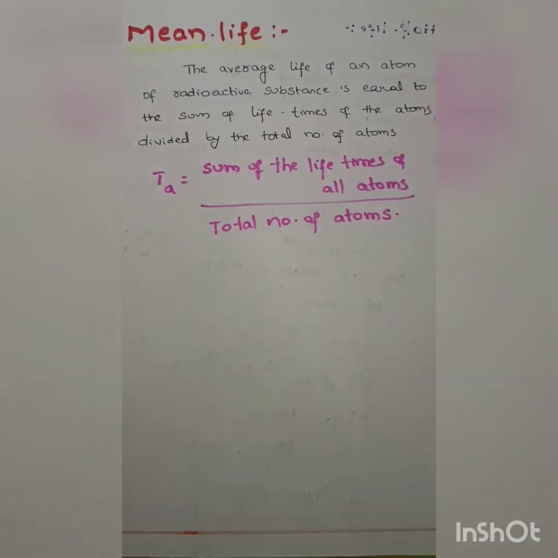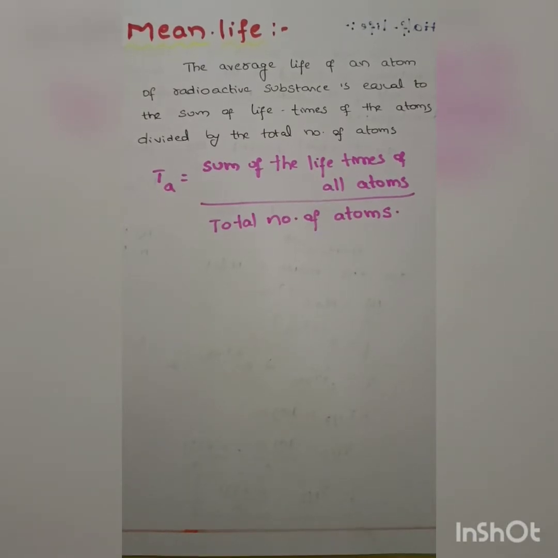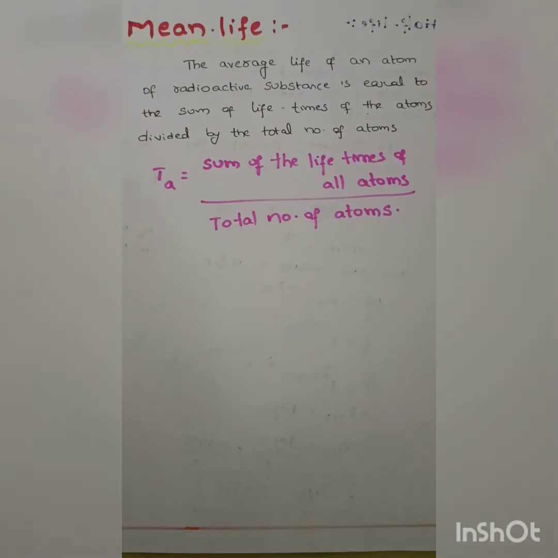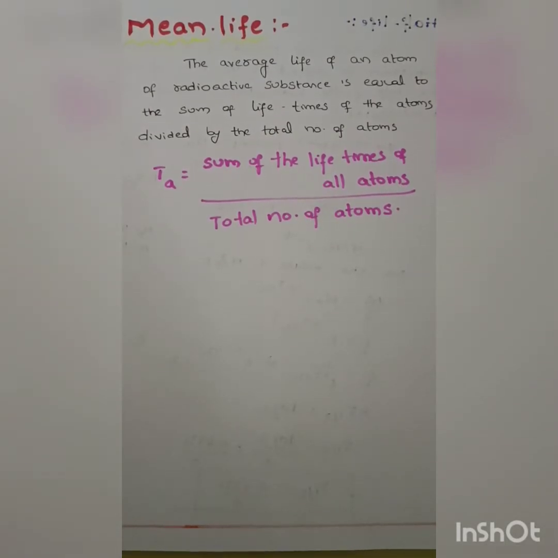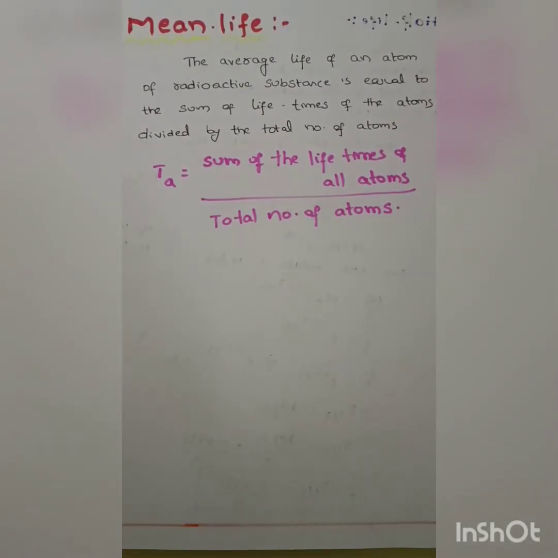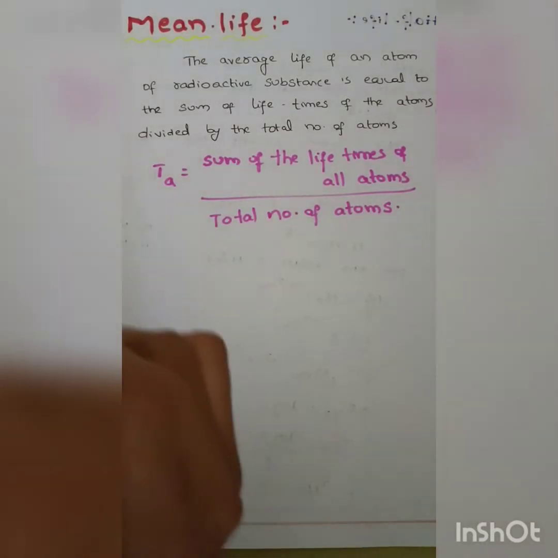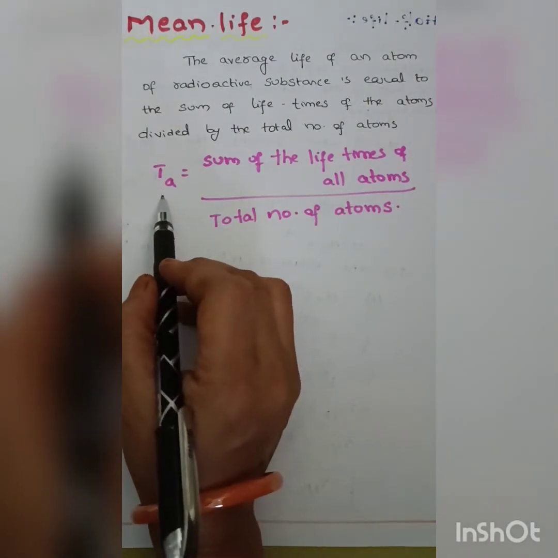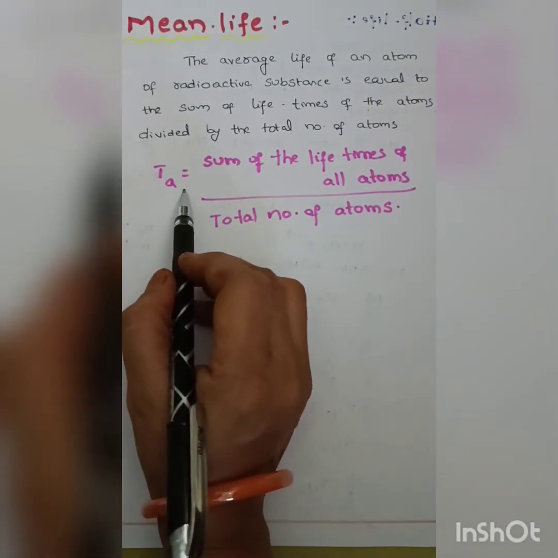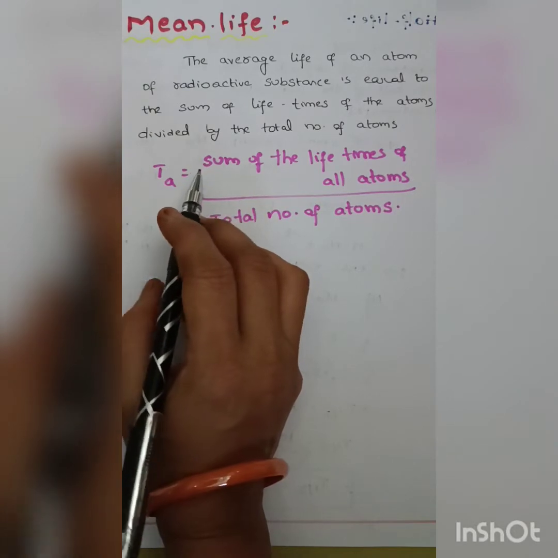Hello students. Today let us come to the next topic, mean life. So what is mean life? The average life of an atom of radioactive substance is equal to the sum of lifetimes of the atoms divided by the total number of atoms. That is the average life or mean life.